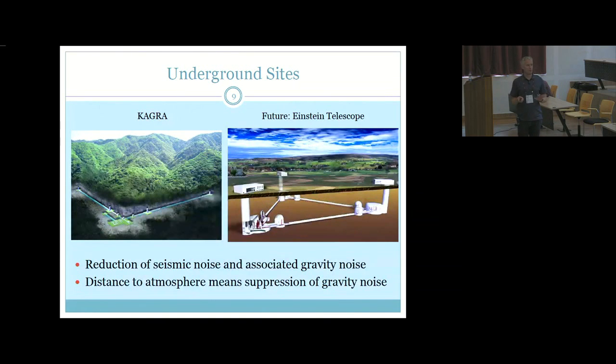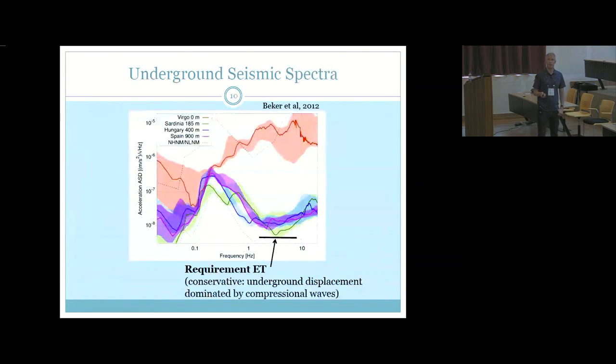Then there is another contribution left from body waves, and that doesn't change if you go underground, but that is really a substantial factor weaker than the surface Newtonian noise. And then obviously, since you create some distance between test masses and atmosphere, you also suppress gravity noise from the atmosphere. Okay. Now, for the Einstein Telescope, people looked at various underground sites.